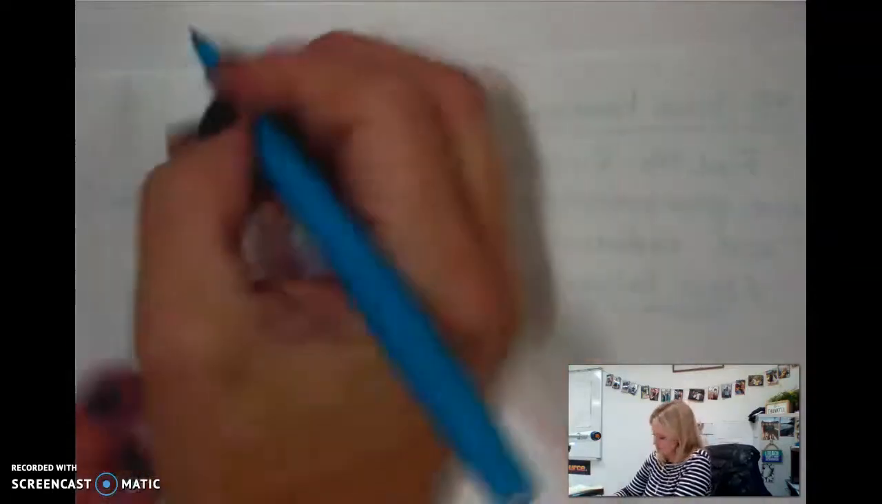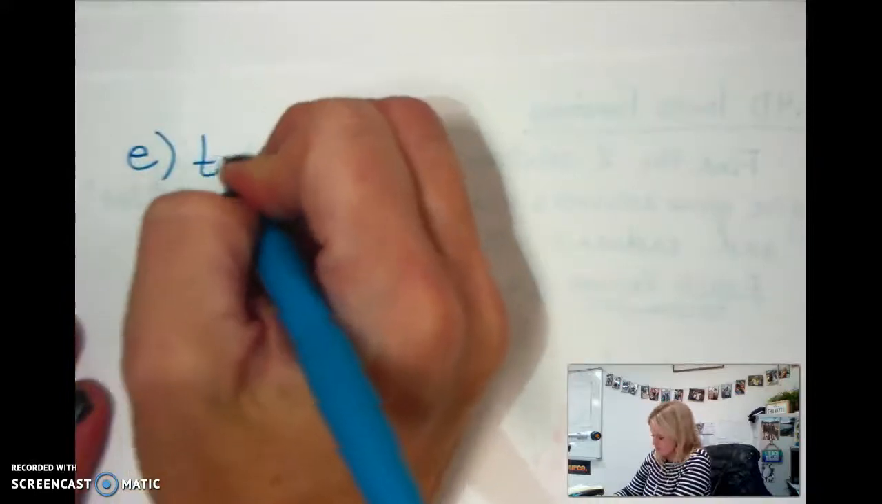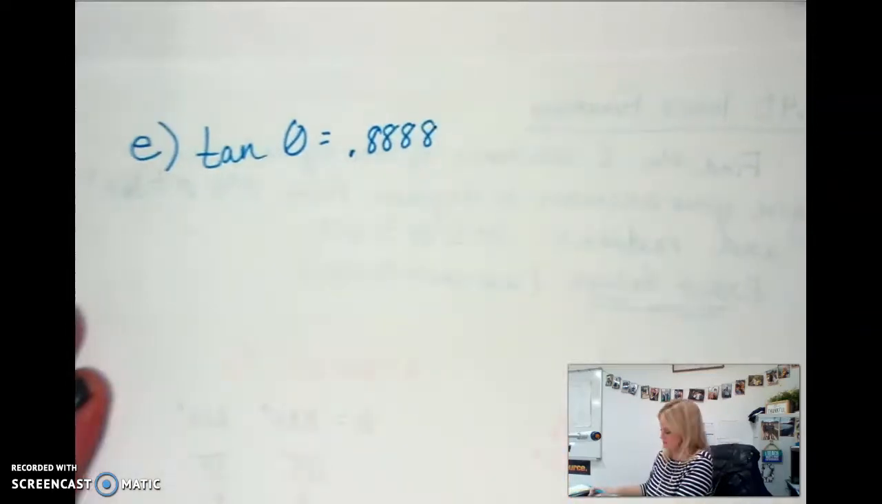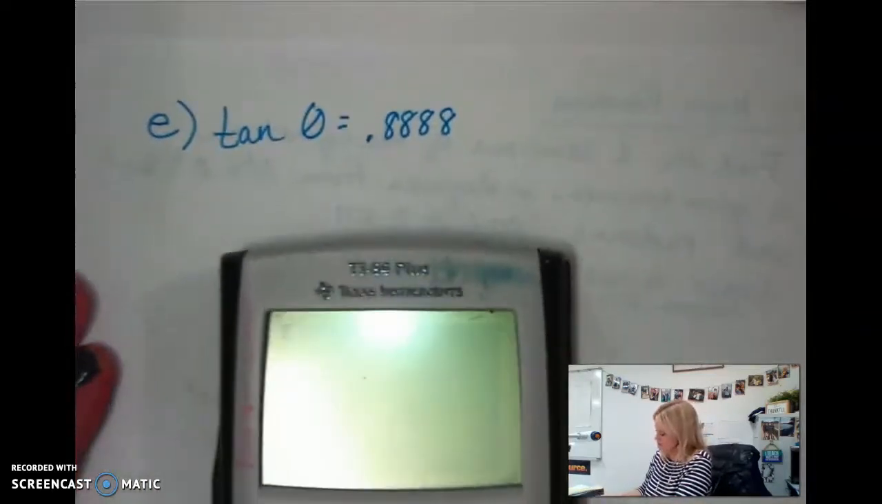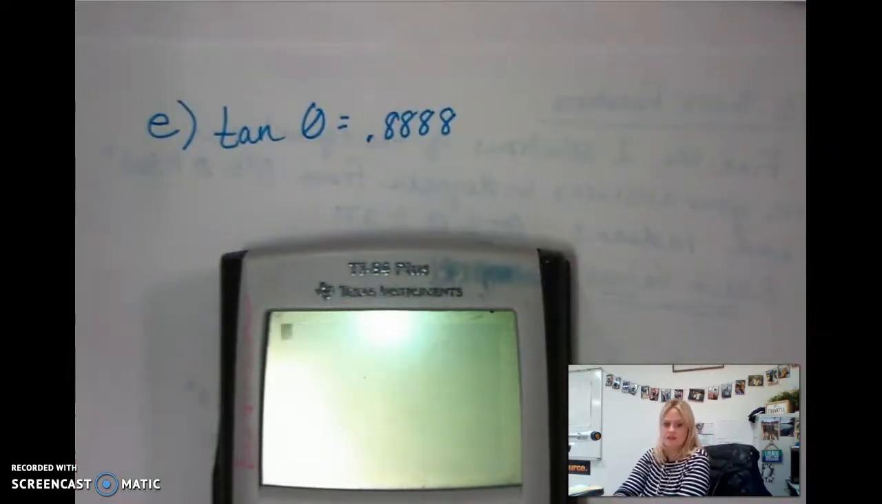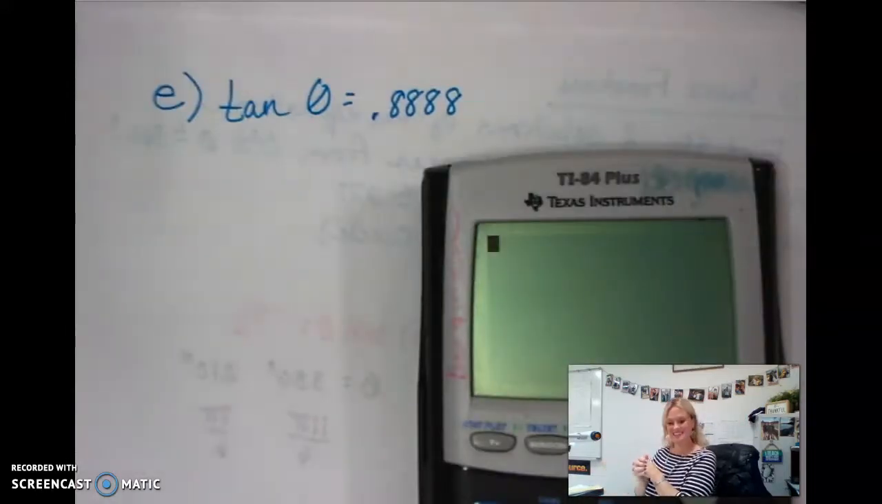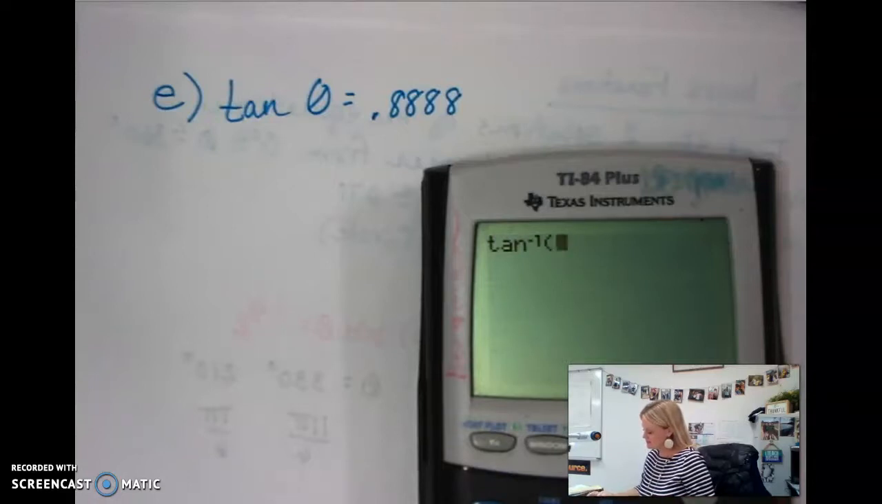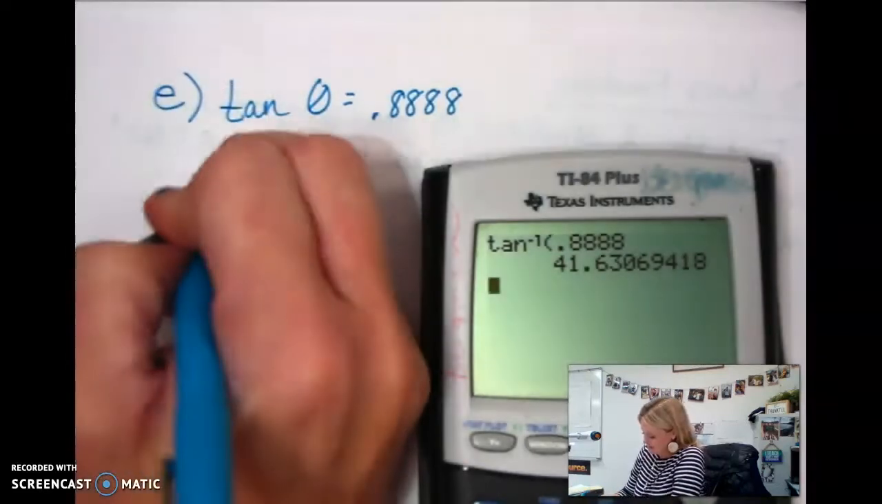So, let's try another one of these really quick. Let's find out when the tangent of theta equals 0.88. So again, I'm going to go back to degree mode on my calculator. Anyways, let's make sure that our mode is in degree mode. I'm going to hit the inverse tangent button of 0.8888. And we are at 41.6 degrees.